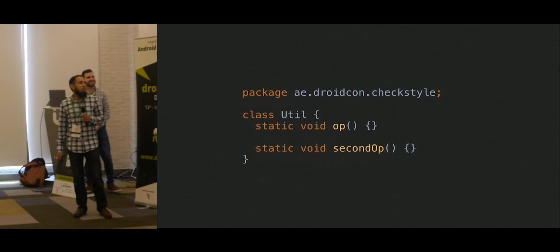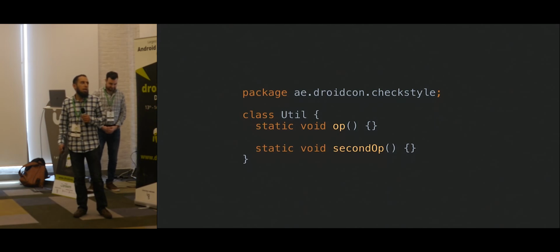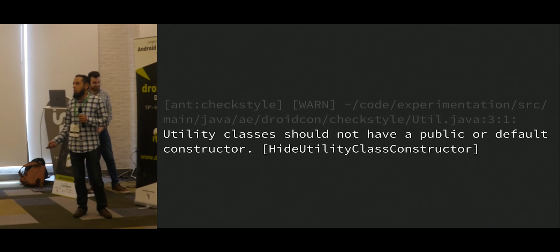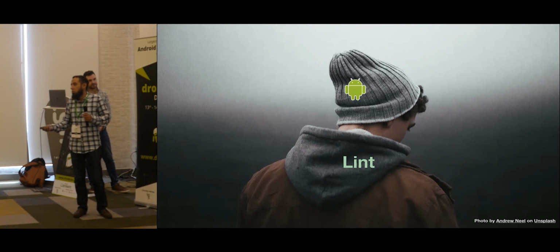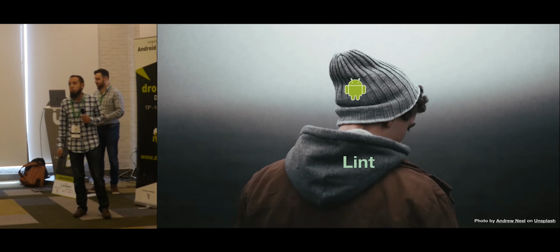So then another example, let's say I have a util class. So I have 2 operations, 2 static methods, op and second op. And again, nothing fundamentally wrong with this code. But Checkstyle will say, hey, someone could actually come and instantiate this, and you probably don't want that to happen. So utility classes should not have a public or default constructor, right?